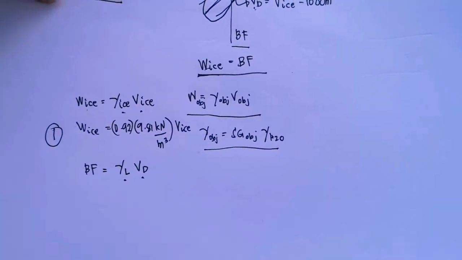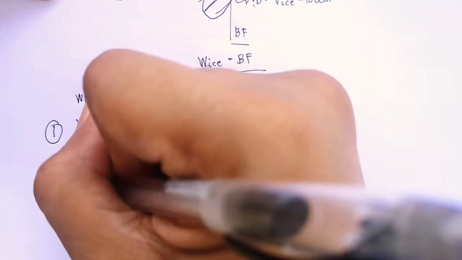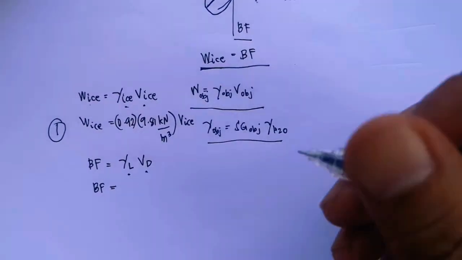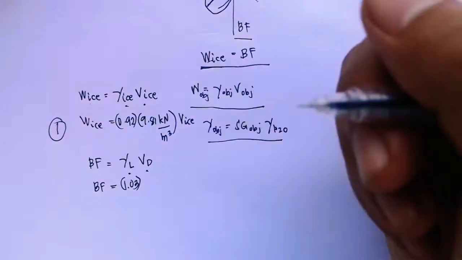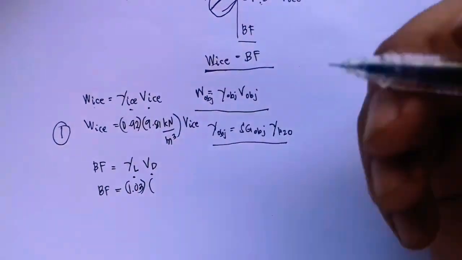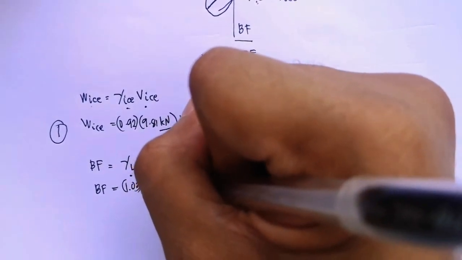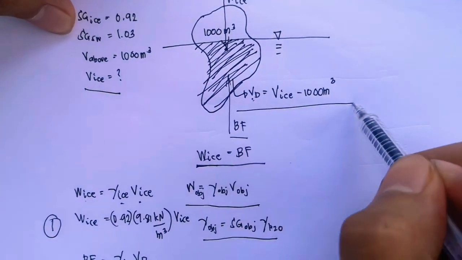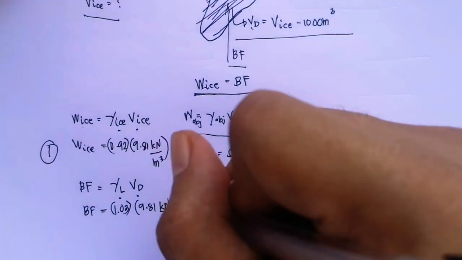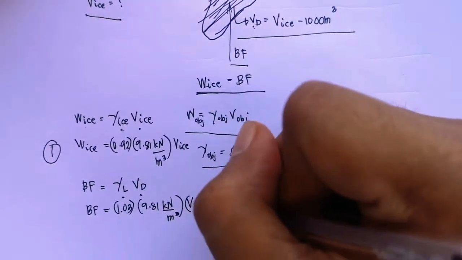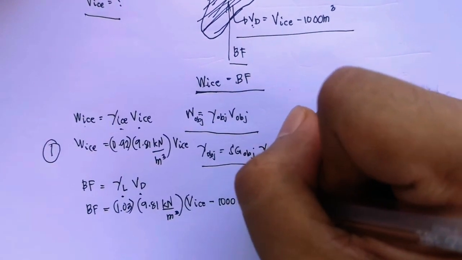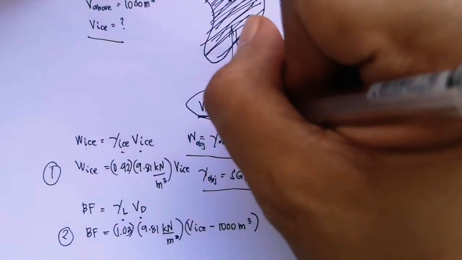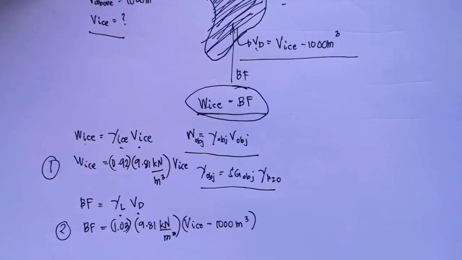Okay? Dun sa liquid. So, the buoyant force is equivalent to specific weight of the liquid. So, ang liquid natin is seawater. So, 1.03 specific gravity of the liquid times specific weight of the water, which is 9.81 kilonewtons per meter cube. Okay? Times the displaced volume. Ano uli yung displaced volume natin? It's volume of the ice minus 1,000 meter cube. Okay? So, ito yung equation 2 natin. Ang hinahanap natin is this one: weight of the ice equivalent to the buoyant force.